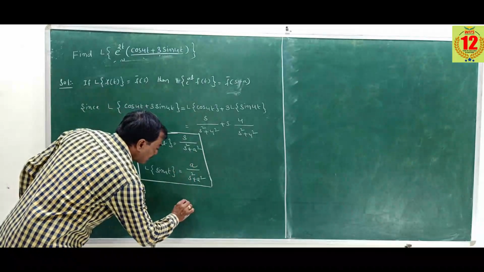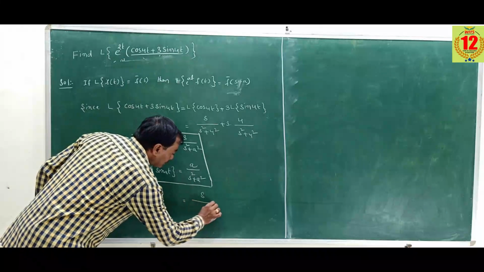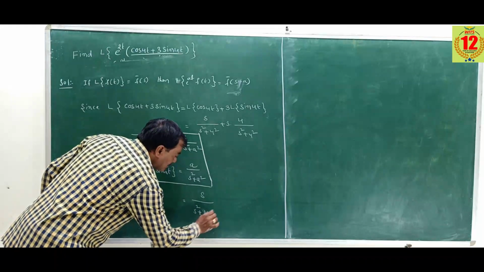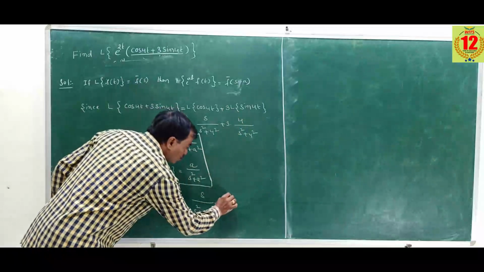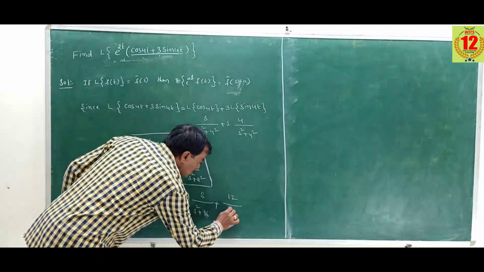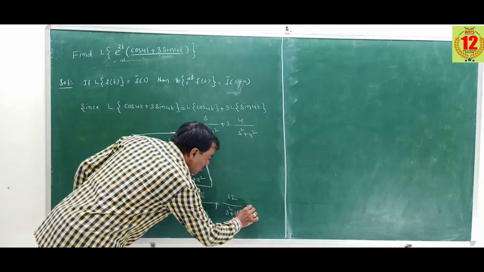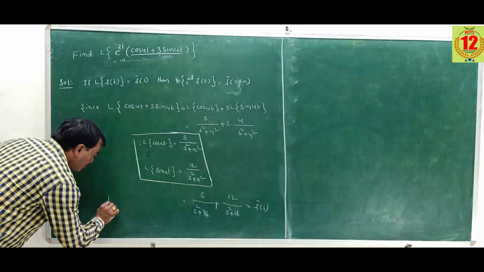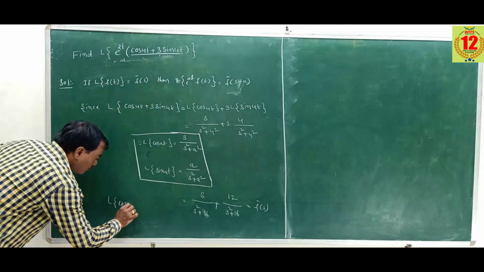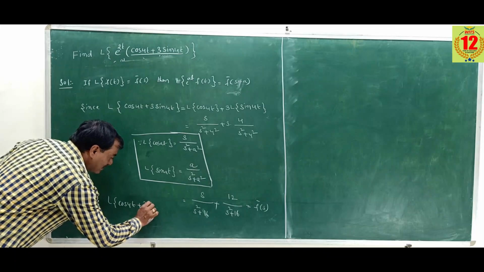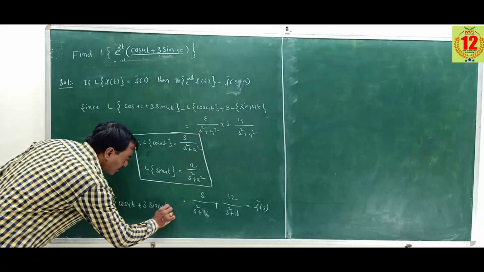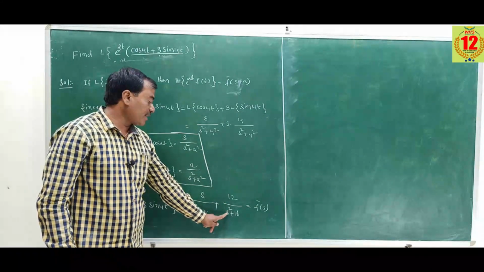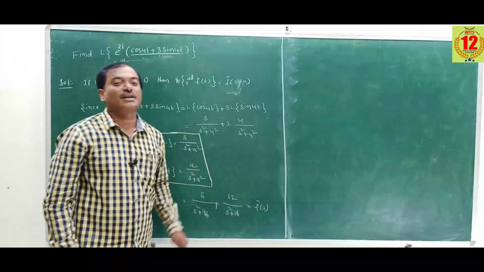So this is equal to s by s square plus 16, plus 3 times 4, which is 12, by s square plus 16. So the Laplace transform of cos 4t plus 3 sin 4t equals s by s square plus 16 plus 12 by s square plus 16. This is called f bar of s.